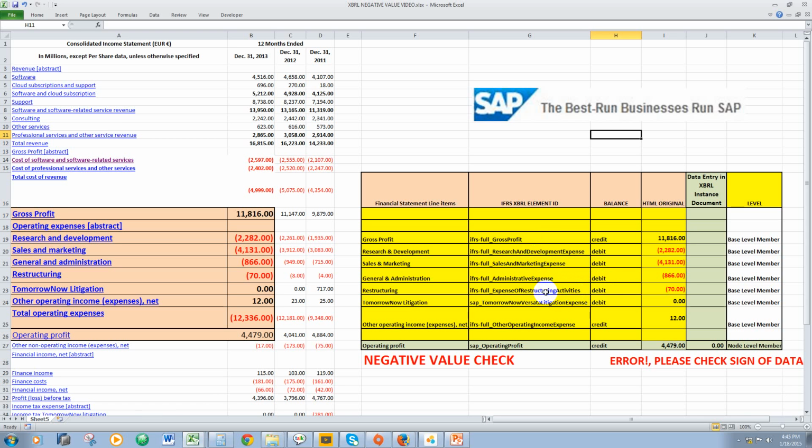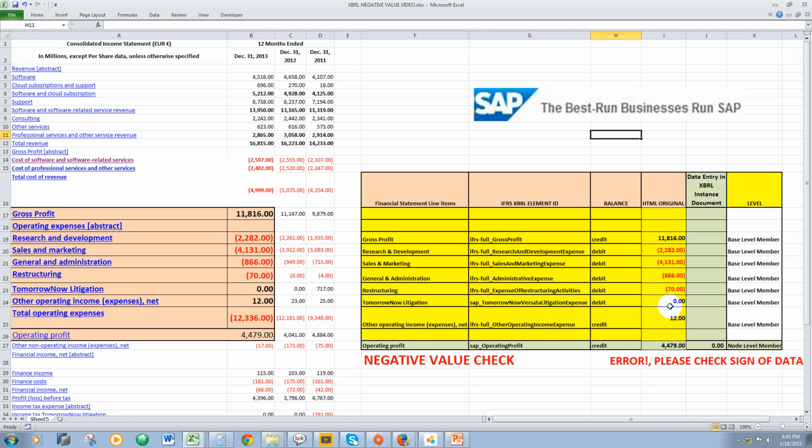Now these are all IFRS tags, and then we have a custom tag which reads as litigation expense, which has a debit balance type, and then we have an IFRS tag which is other operating income expense, which has a credit balance type because it is an income. So let us see how the node level member is being impacted when we key in these numbers.